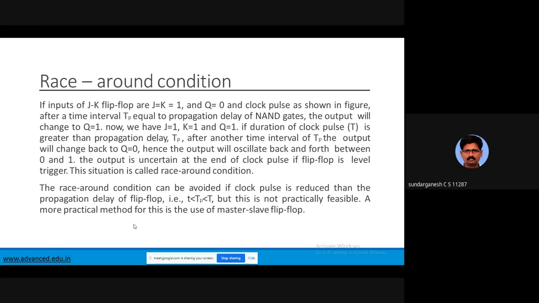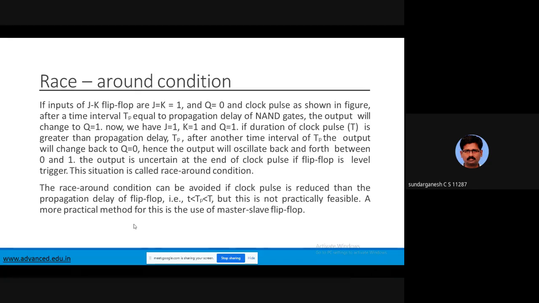In order to avoid this race around condition, you have to reduce the clock pulse duration to less than the propagation delay of the flip flop. This is very difficult in a flip flop, so they mostly go to the master slave flip flop.